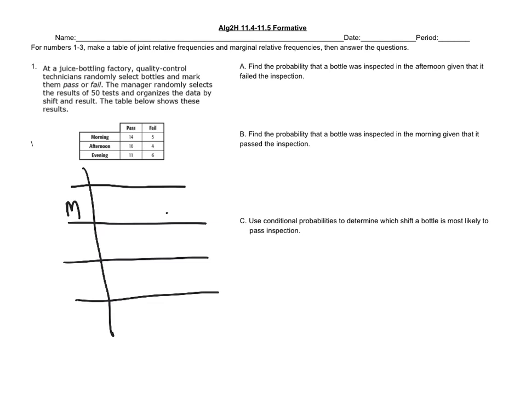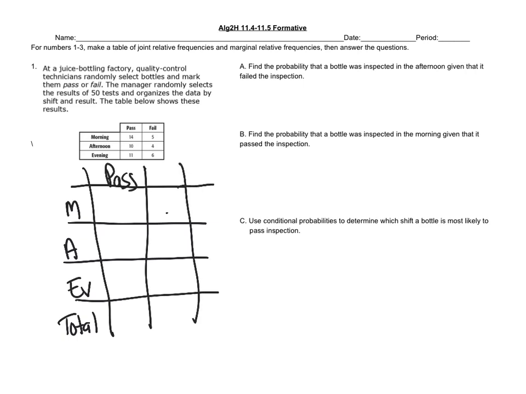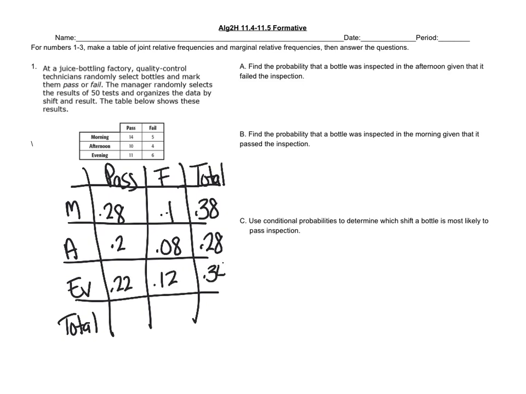So this is morning, afternoon, evening, and total. This is pass. This is fail and total. So this is 0.28, 0.1, and 0.38. This is 0.2, 0.08, 0.28. This is 0.22, 0.12, and 0.34. All right, so the totals are 0.7, 0.3, and always 1.